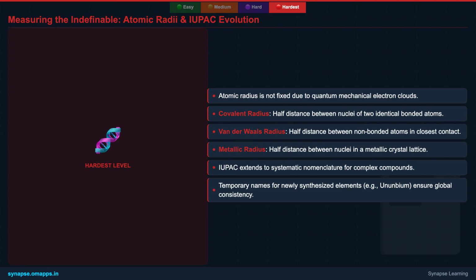IUPAC's global influence extends far beyond just elements, providing systematic nomenclature for complex inorganic and organic compounds. For newly synthesized elements, temporary systematic names, like ununbium for element 112, are assigned before permanent names are approved, ensuring seamless global communication in cutting-edge research.